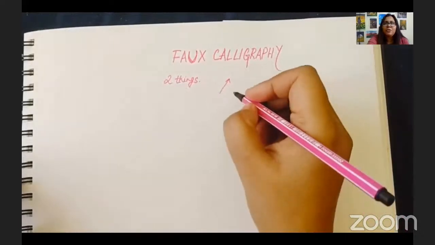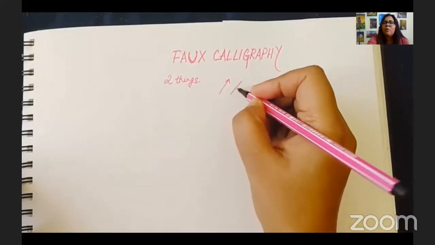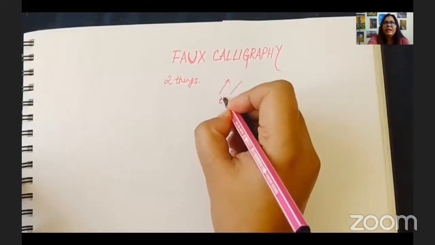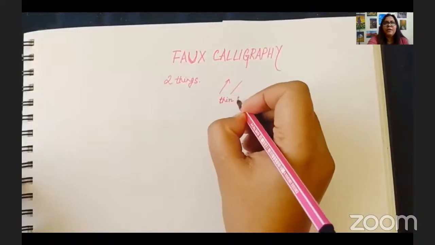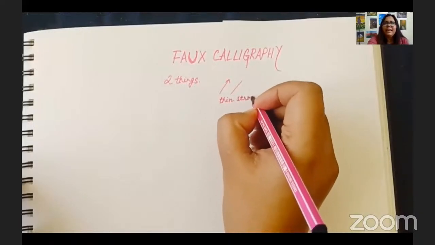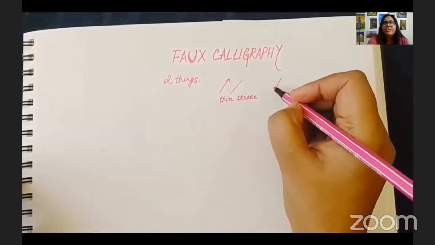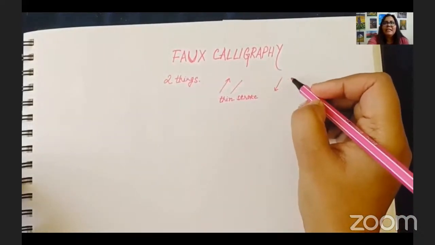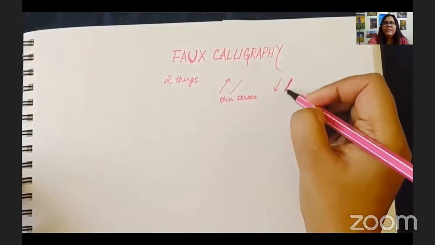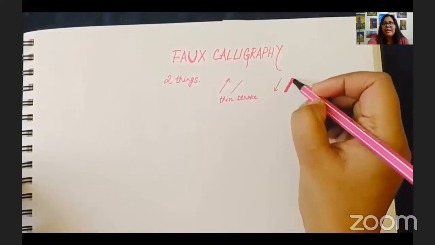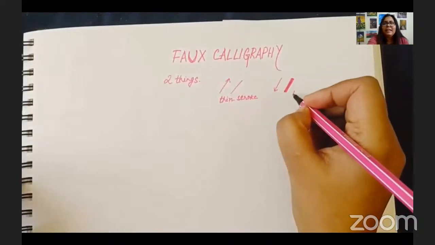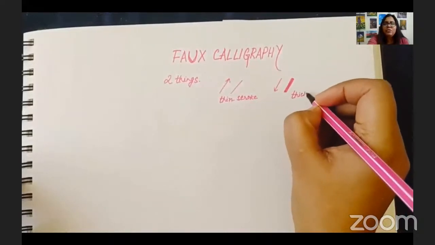This is an upstroke. See, the arrow is pointing upwards, so it is an upstroke. And it will be denoted by a thin line. Just a single thin line denotes an upstroke, and this is a downstroke. For this, we will always darken the line. See how we have darkened the line? This is a thick stroke.